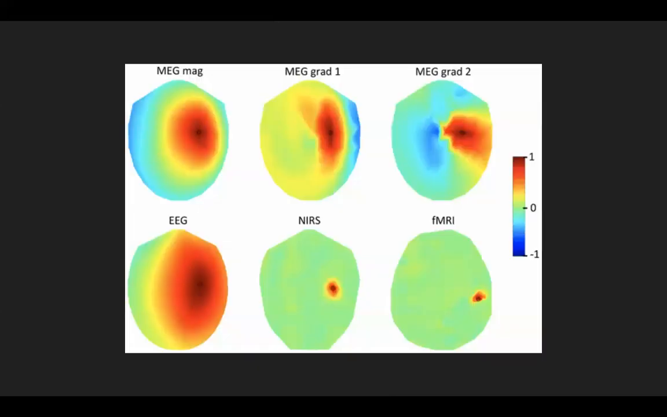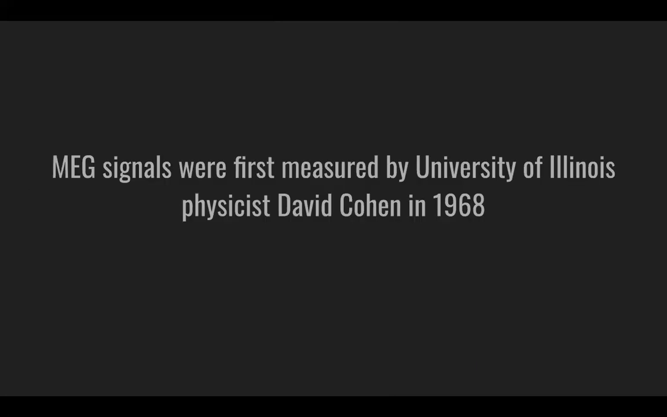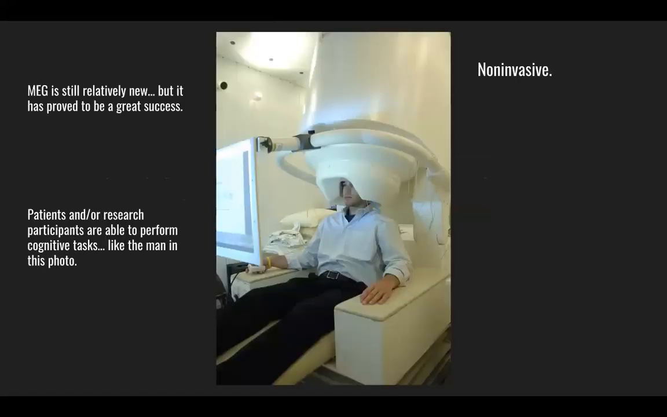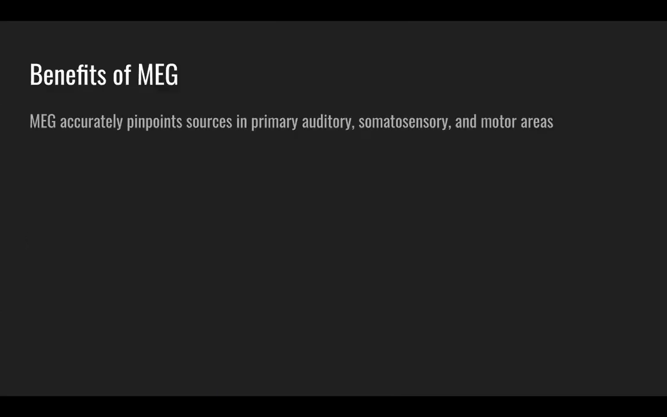So here are a few images: we've got the MEG in the top three, the EEG, which is similar to the MEG, and then the fMRI on the far right. The signals were first measured in 1968 by physicist David Cohen, so it's still a relatively new test. This photo shows somebody getting a MEG test. It's non-invasive, and this patient is performing a cognitive task with the remote in his right hand and a computer screen in front of him.